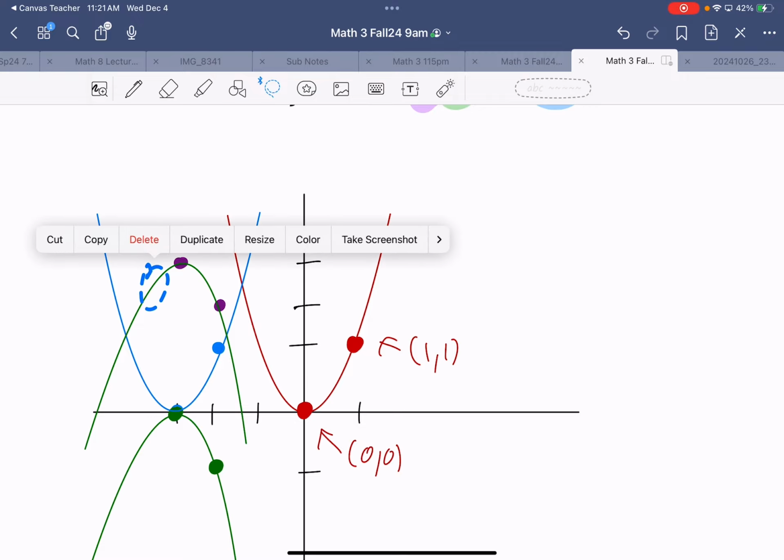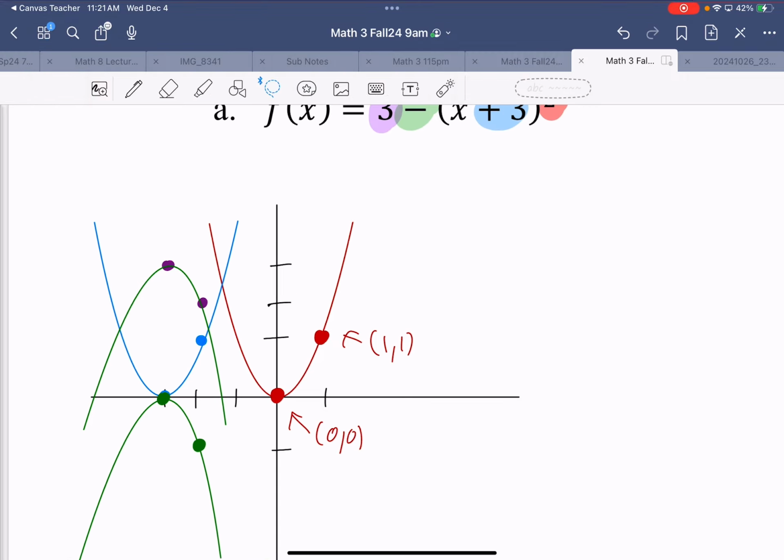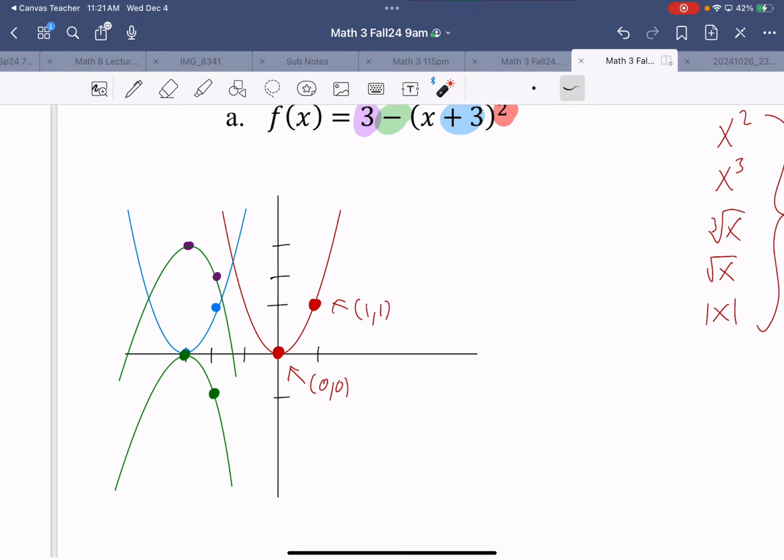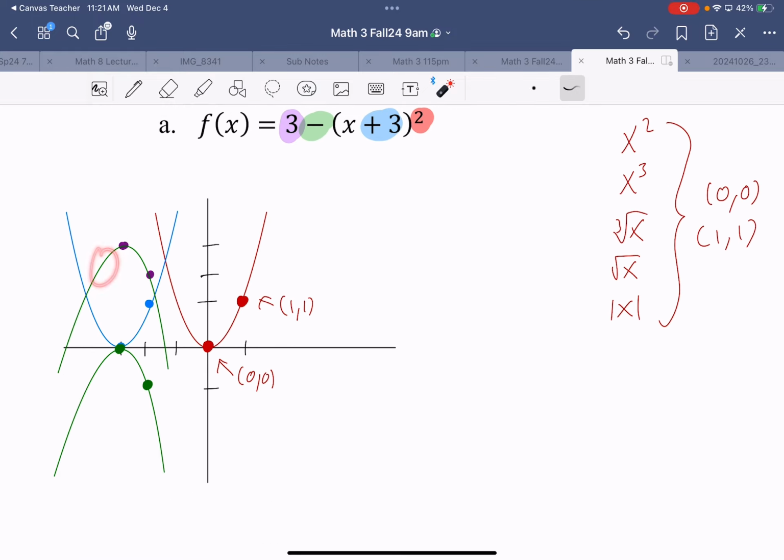And let's change the color to purple. But again, moved, reflected, 1, 2, 3. Again, I know this one's pretty big here, but just imagine that's what happened.